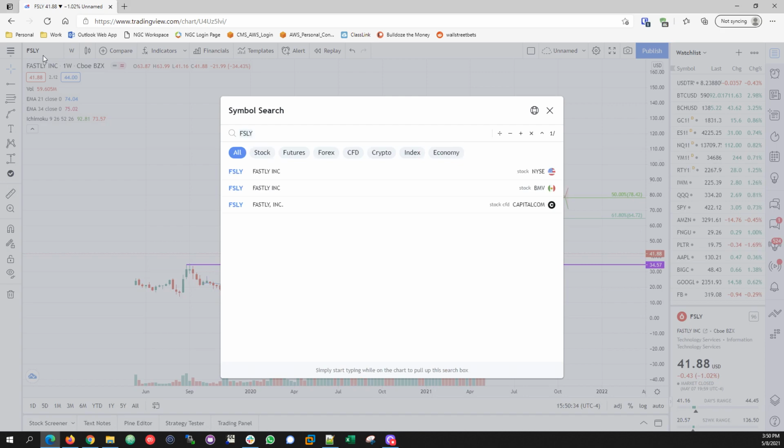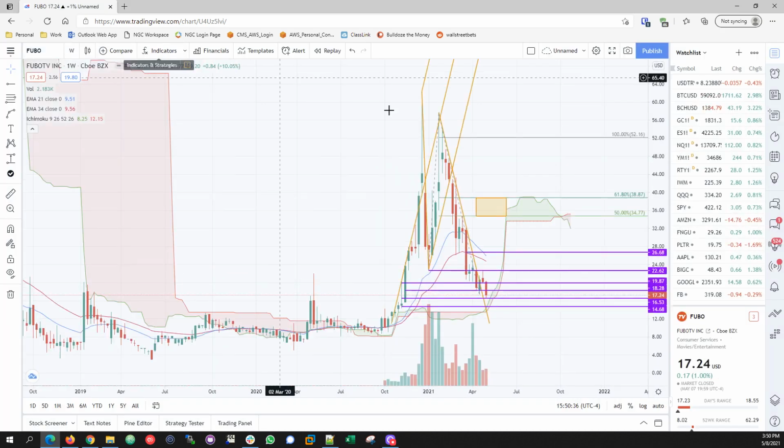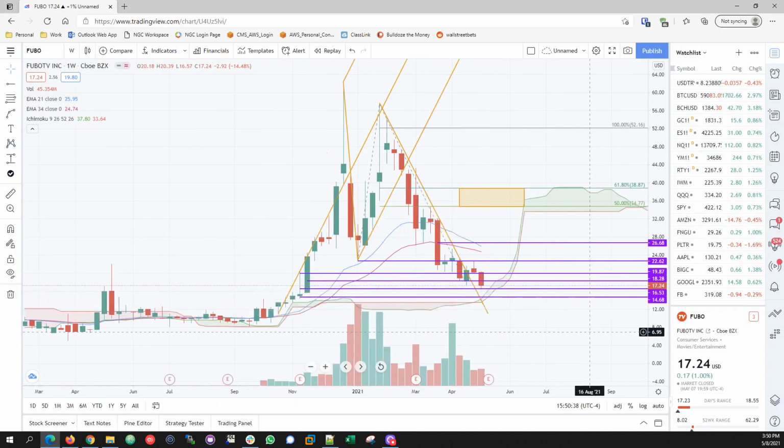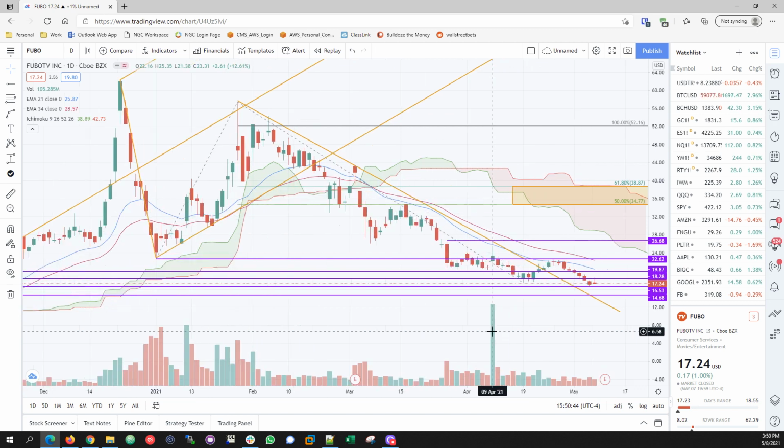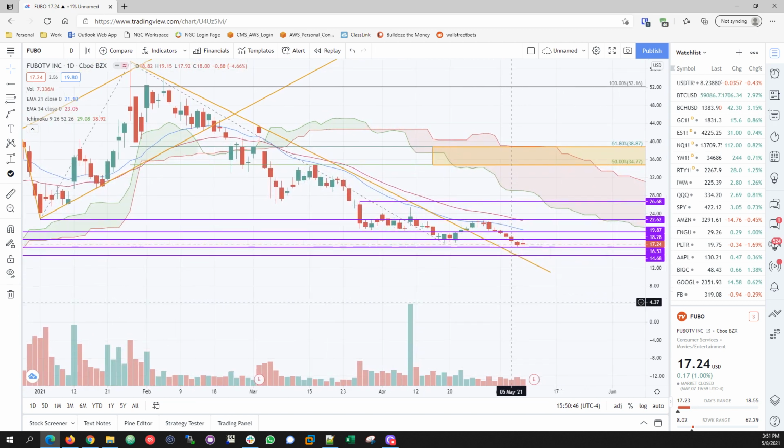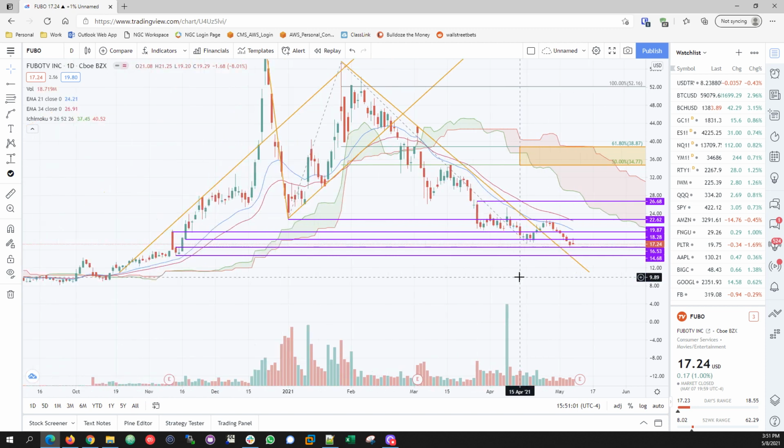Next up is FUBO. FUBO is literally killing me. Like it's really testing my patience. This is the weekly chart, by the way. Let's go and do daily. So if you look at the trend, it kind of broke above and then it got stuck at this resistance and it kept going down. Look at these candles every day. 1, 2, 3, 4, 5, 6, 7, 8, 9 straight red candles in a row.